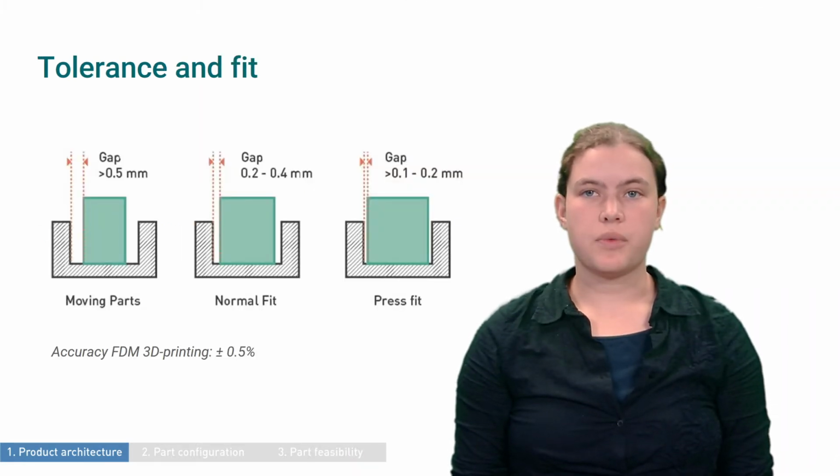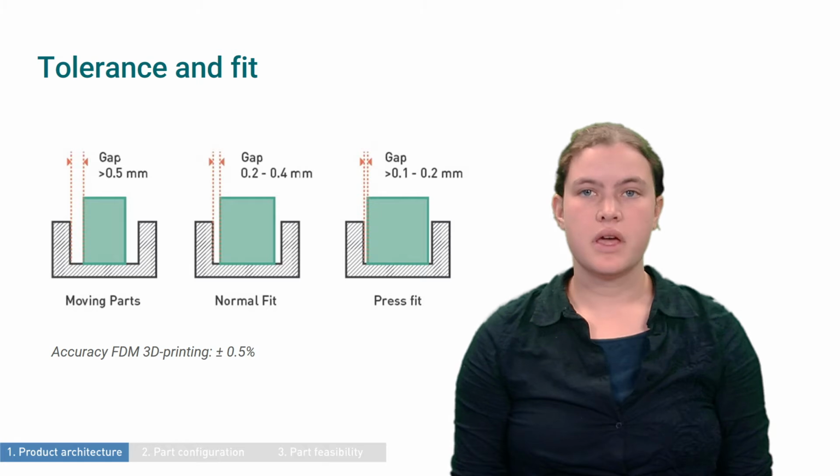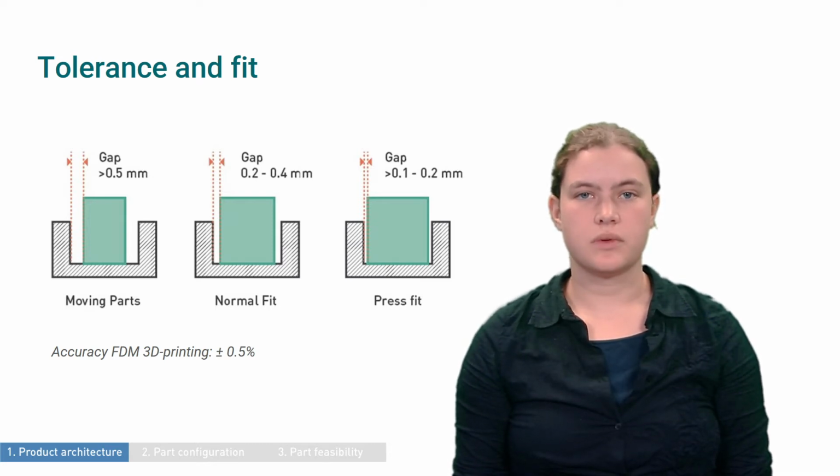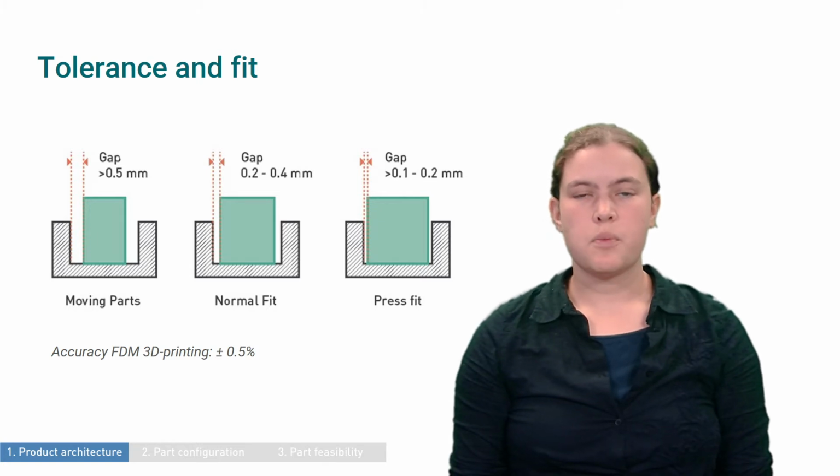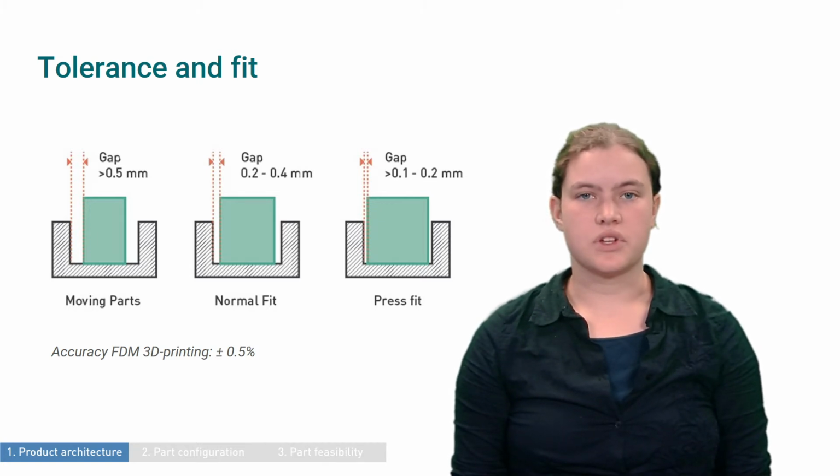Next, we find how the part fits within the product. If your part fits very tightly into place, you will have narrower tolerances to work with during the redesign. There are three main categories: moving parts, normal fit, and push-press fit. The image shows the gap size that you should keep between two parts for each fit type. Also, press fits can even have a negative gap size, which means that the green part is larger than the hole of the striped part.